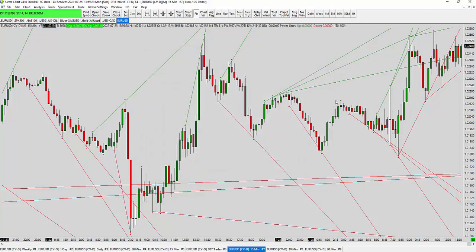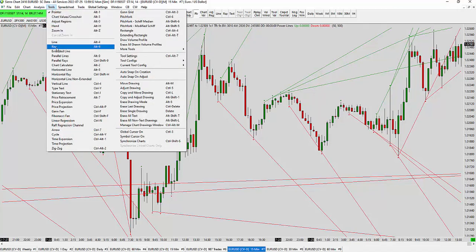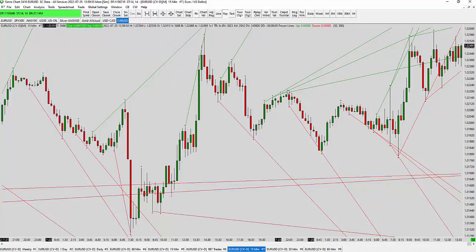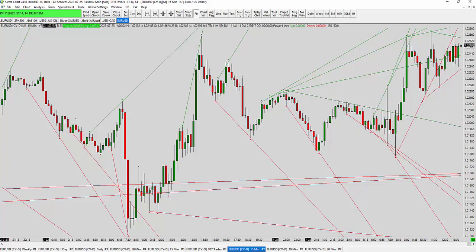Let me explain. So at one point there was a line, for example, from here to here. Let me go to tools and get the line array. So there was a line between here and here. This is my own produced line. Now at one point this line got cancelled. Why? Because at one point one of these candles broke this line and closed 50 ticks or 50 pips above this line, so it gets cancelled.